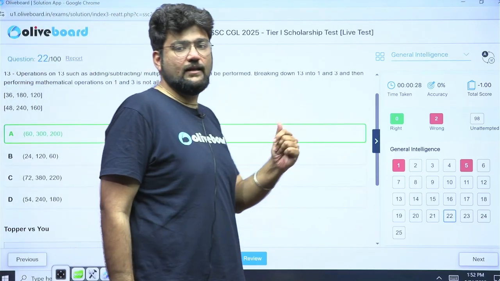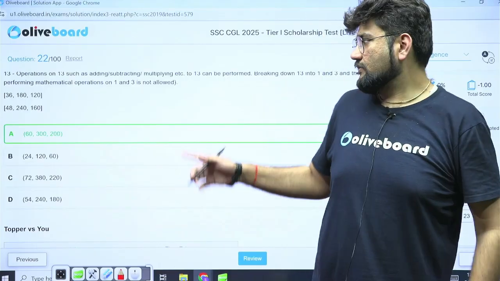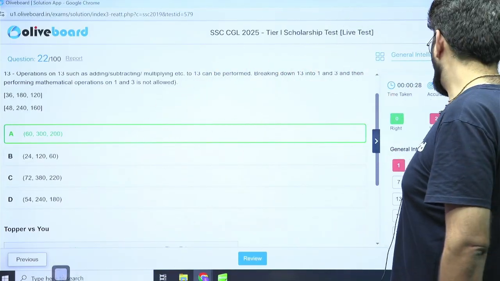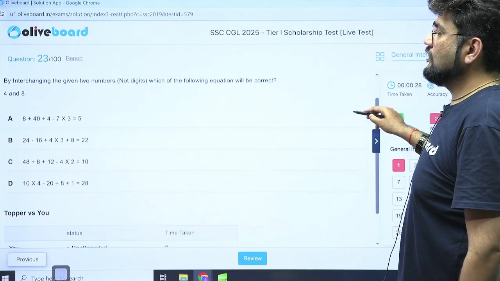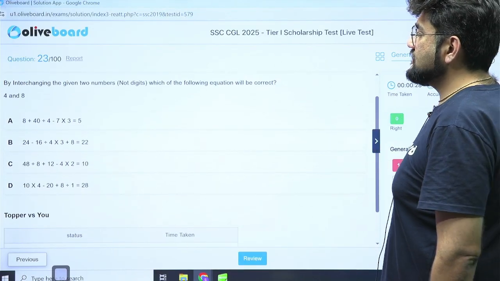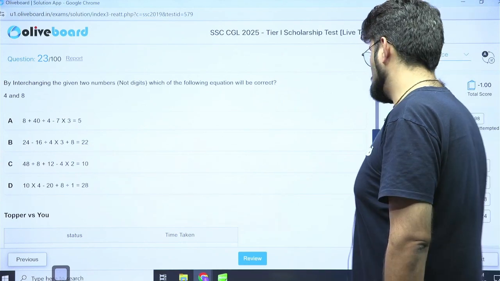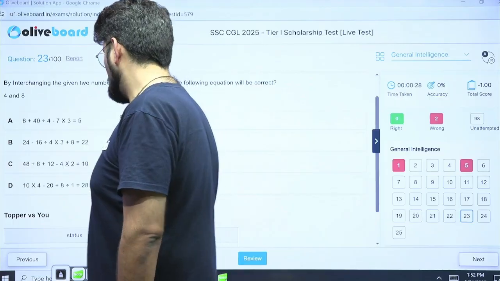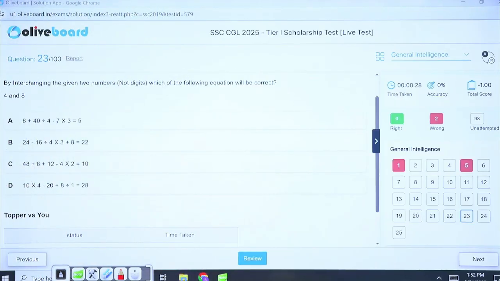So that's how quickly you can identify. With immediate multiplication, you would have seen that two options are eliminated right away. So you only have to think about one logic. Question number 23. By interchanging given two numbers and not digits, which of these will be correct? In these cases, always your calculations mostly will be easy, and you only have to partially calculate. Let's check. You don't have to change the digits but the numbers.